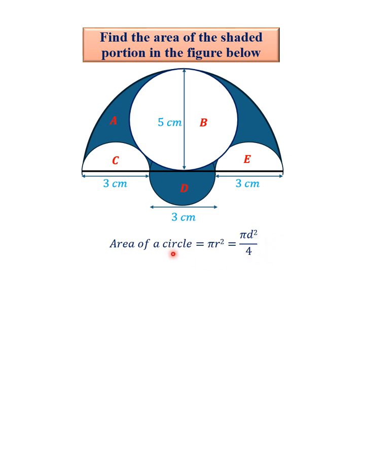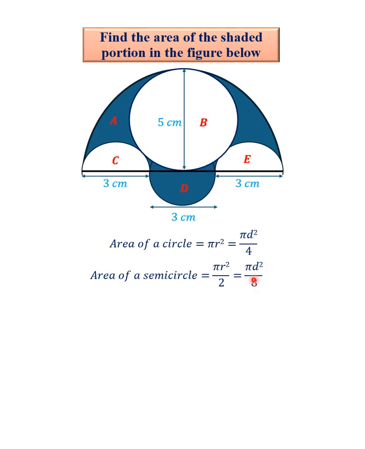Now, we have a semicircle. The area of a semicircle is simply half of the area of a circle, which means we are going to be dividing pi r squared by 2. So pi r squared divided by 2 is the same thing as pi d squared divided by 8. 2 times 4 gives us 8. So the area of a circle is pi d squared over 4 in terms of diameter, and the area of a semicircle is pi d squared over 8 in terms of diameter.